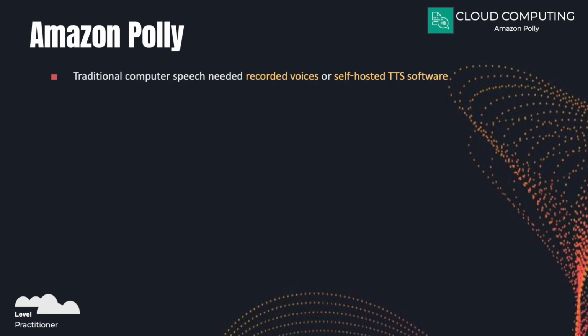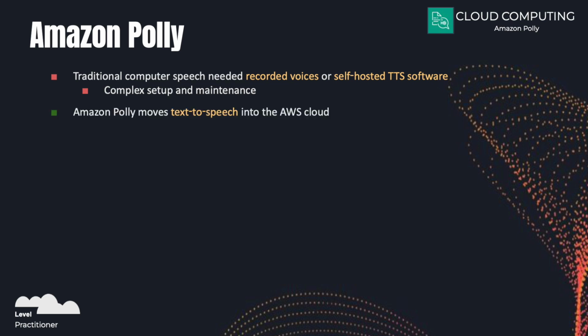In the past, if you wanted a computer to speak, you usually had to record human voices for every message or run your own text-to-speech software on your servers. That meant a lot of setup and maintenance. Amazon Polly moves that work into the cloud and you get a scalable, high-quality speech without managing the models or infrastructure yourself.